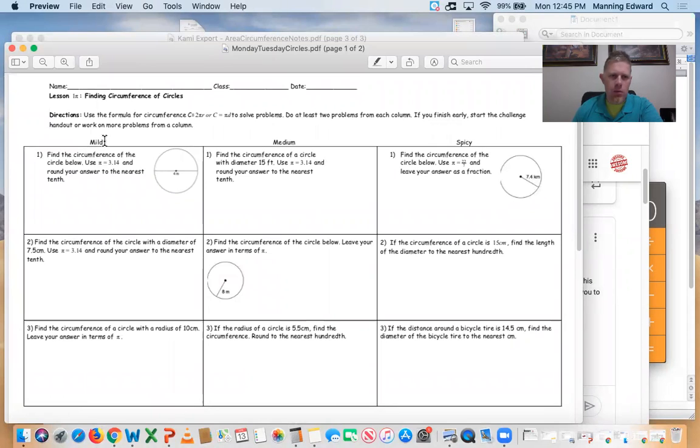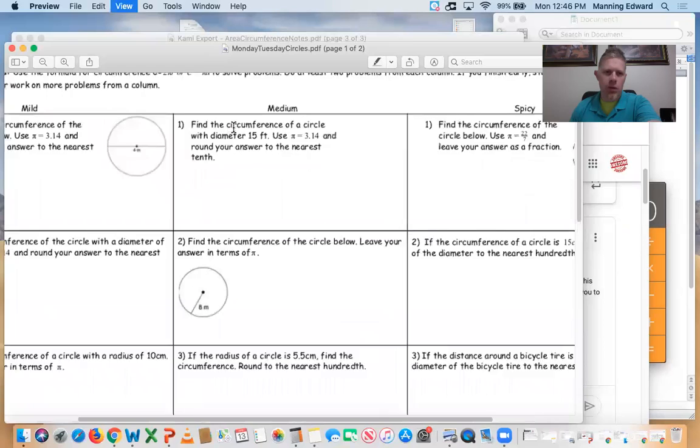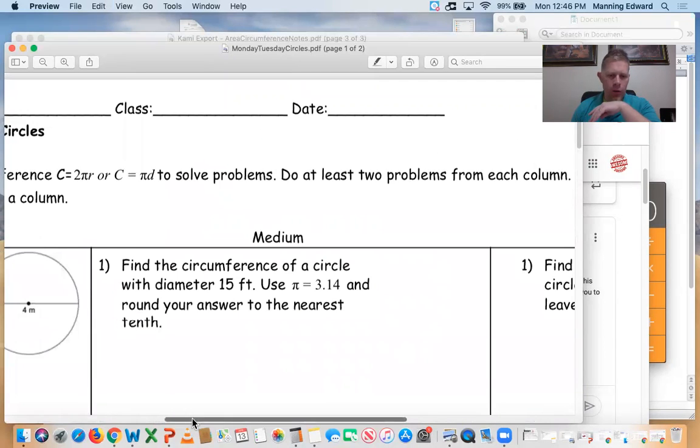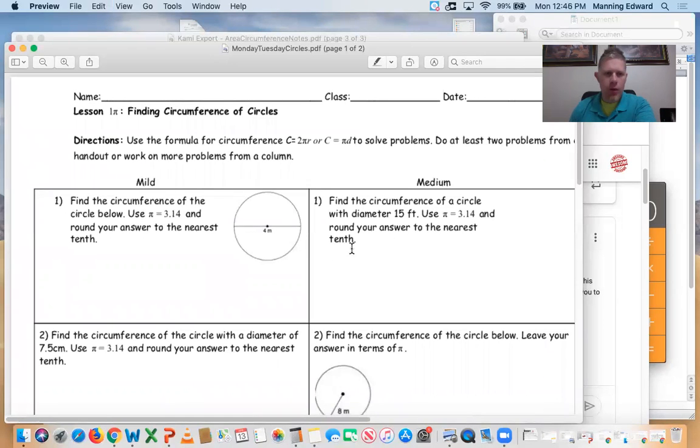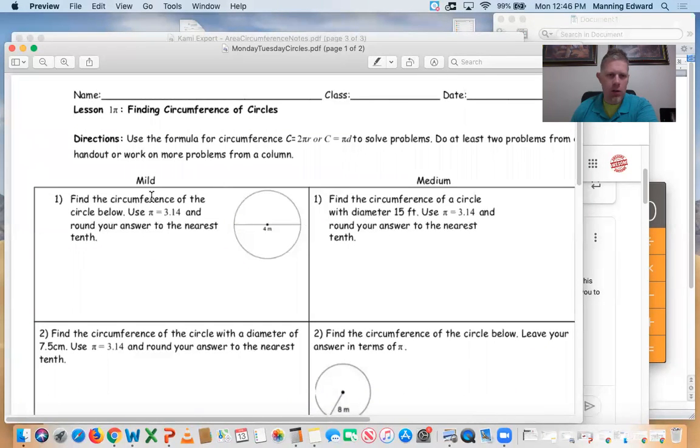Now I got mild, medium, and spicy. So what does that mean? Well, that just means easy, medium, hard. All right, use the formula for circumference equals 2 pi r, or circumference equals pi times d. You guys can't see that, I'll zoom in for you. So this is finding the circumference of the circle. Find the circumference of the circle below, use pi equals 3.14 and round to the nearest 10th place.